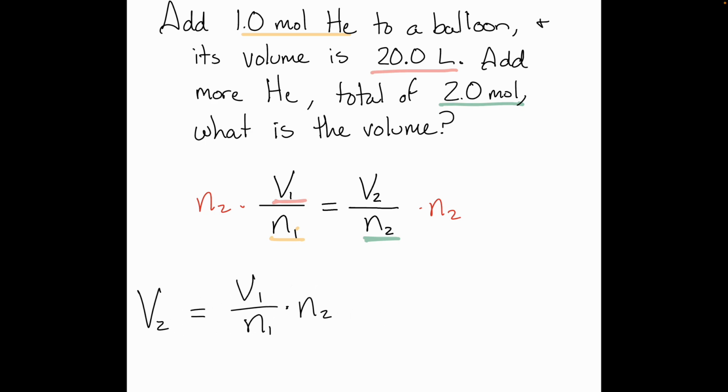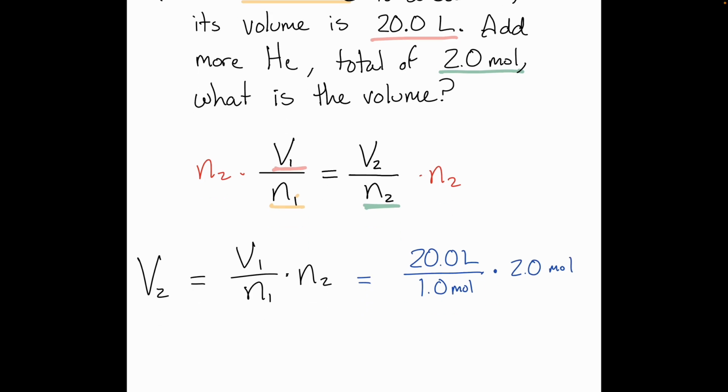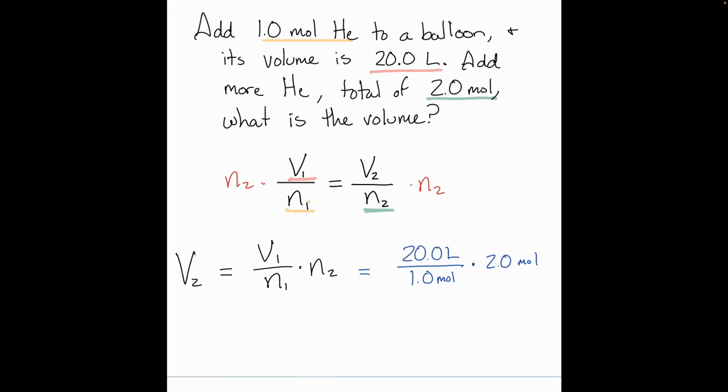And I'm going to plug in my values for my problem. My V1 was that 20 liters. My N1 was that 1 mole. And I'm going to multiply by that 2.0 moles. And so indeed, as we had said intuitively, we double the number of moles, we double the volume to 40.